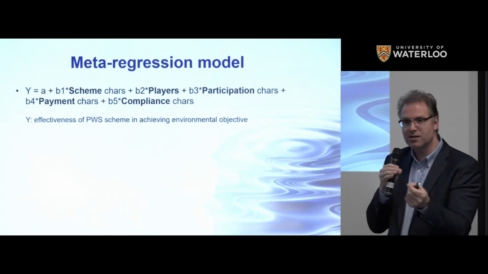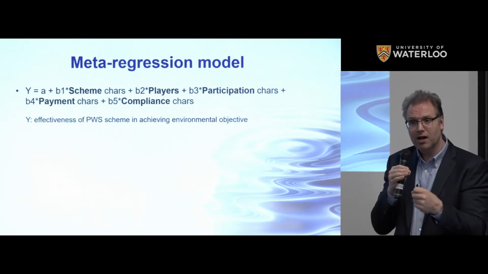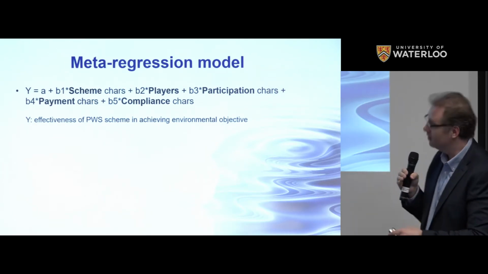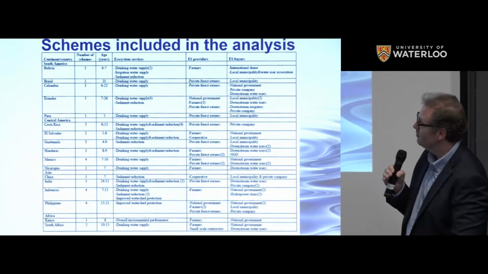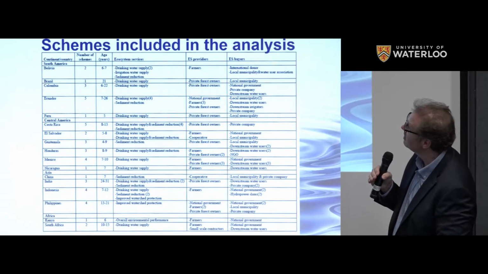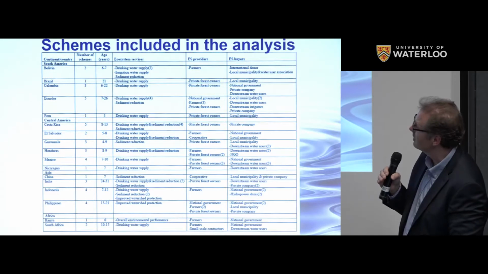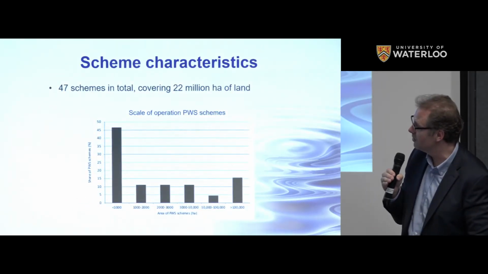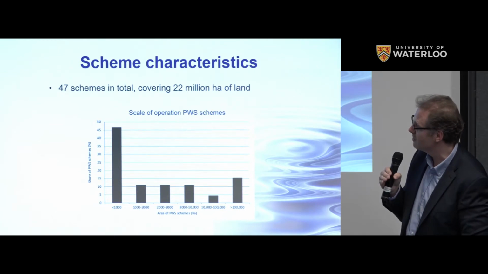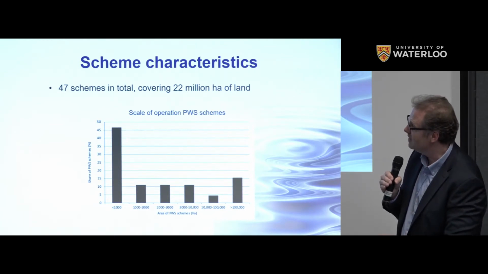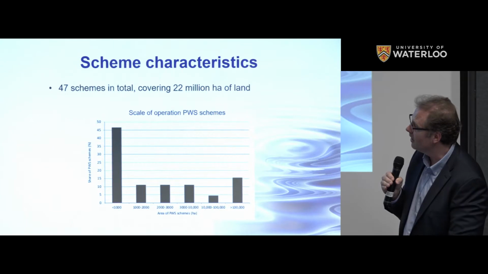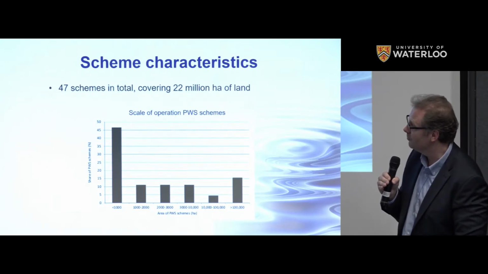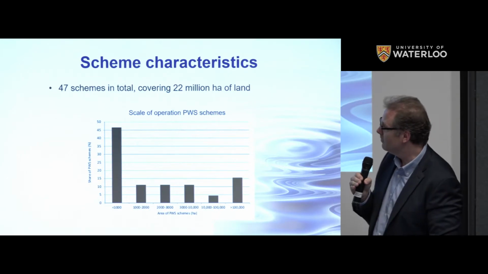And I did that on the basis of scientific literature and based on the questionnaire that we sent out. There was a database describing the schemes and all their characteristics. This is an overview of the distribution of the sizes of the schemes. So, for example, this huge scheme in China, sloping land, is here, more than 1,000 hectares. There's a huge one in South Africa.